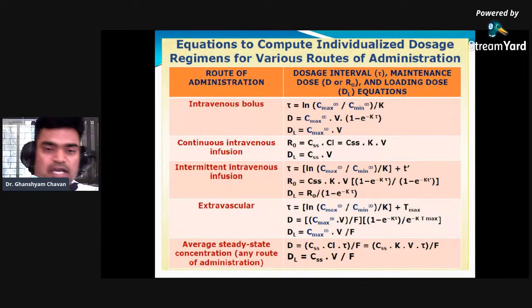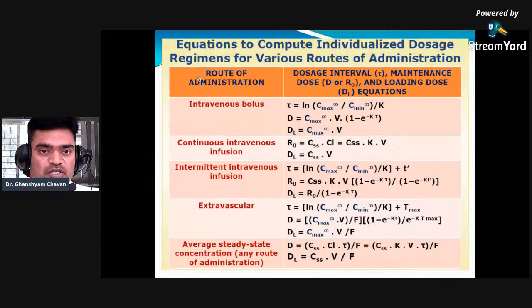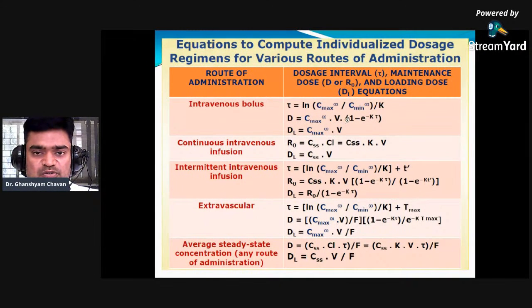Now, students, here are a few formulas that you need to concentrate on: equations to compute individualized dosage regimen for various routes of administration. Here we have the route of administration, the dosage interval T, the maintenance dose D or R0, the loading dose DL, and the equations. Now we'll see them one by one. For intravenous bolus, bolus means you give the drug intravenously at one time. In that, T is equal to ln(Cmax∞/Cmin∞) divided by K. D is equal to Cmax∞ into V into (1 minus e raised to minus kT). DL, the loading dose, is equal to Cmax∞ into V.